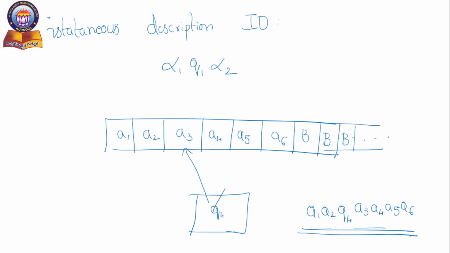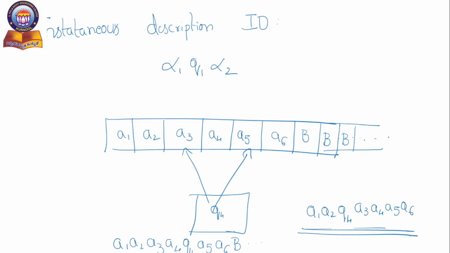Now suppose the machine is in the Q4 state and it is about to read the A5 symbol. Then the ID will be A1, A2, A3, A4, Q4, A5, A6, blank. If you want, you can write the blank. This is the ID of this situation. I suppose you understood how to write the ID.